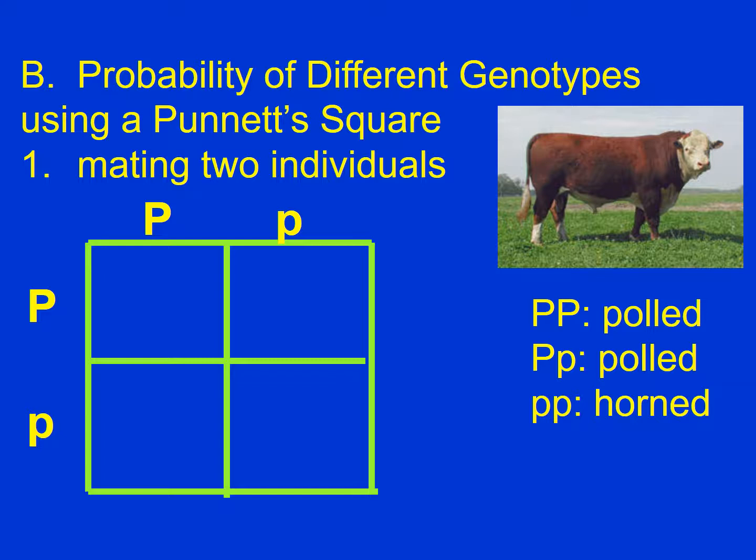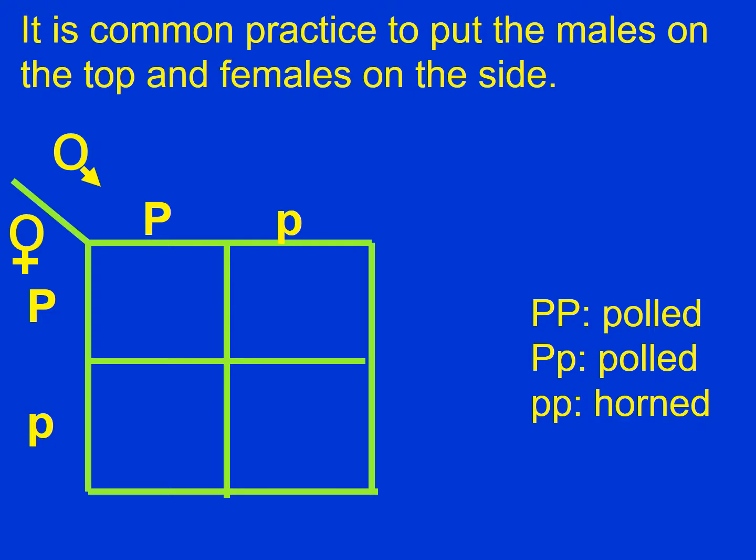So if you're homozygous polled or you've got one copy of the polled gene and one copy of the horned gene, the animals are going to be polled. For our illustration, we're mating two individuals. We're assuming they're both heterozygous for the polled and horned genes. It is common practice to put the males on the top and the females on the side. In this case, it really doesn't matter in that both are alike genetically. They're heterozygous for polled versus horned.